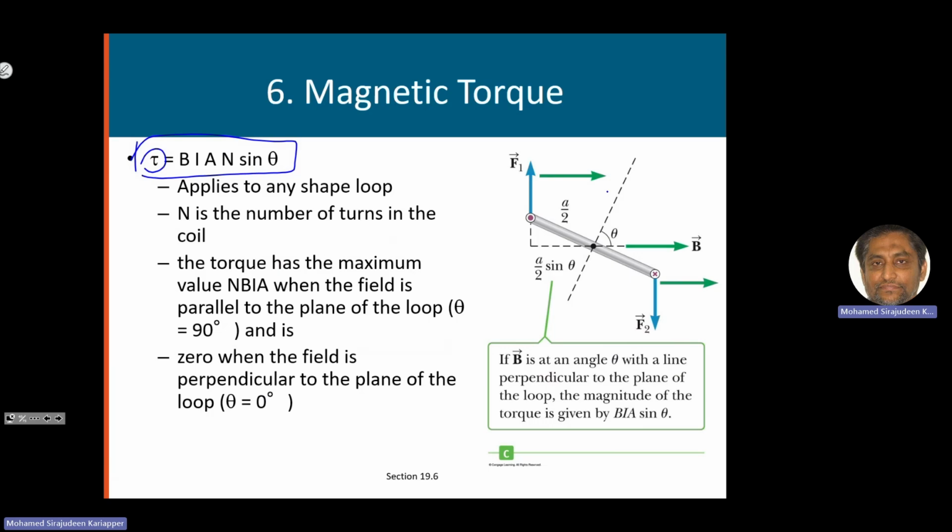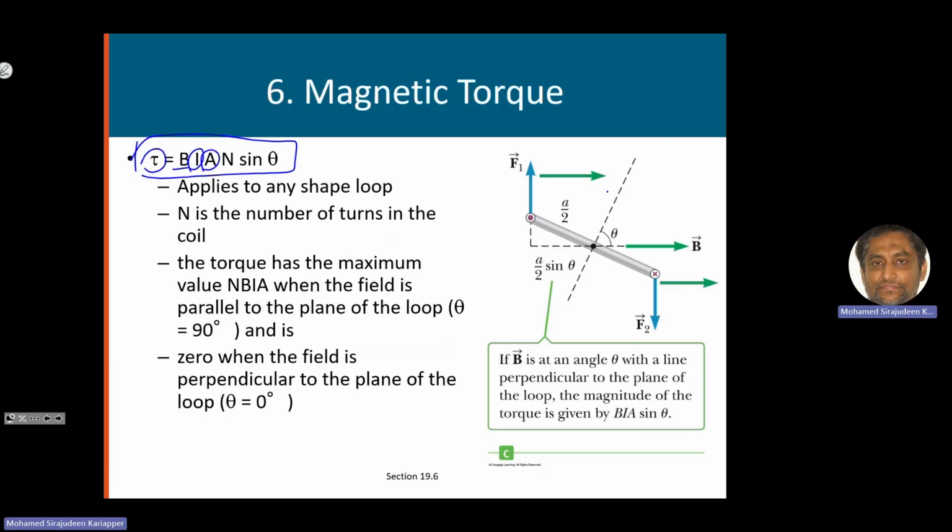The torque is equal to B, that is the magnetic field where we are keeping this, and I is the current that runs through this coil. If there's no current, you cannot have any torque. Only for a current carrying loop will we have a torque when it is kept in a magnetic field B.